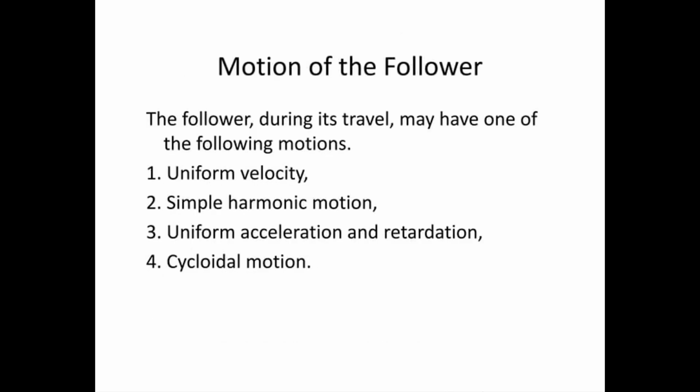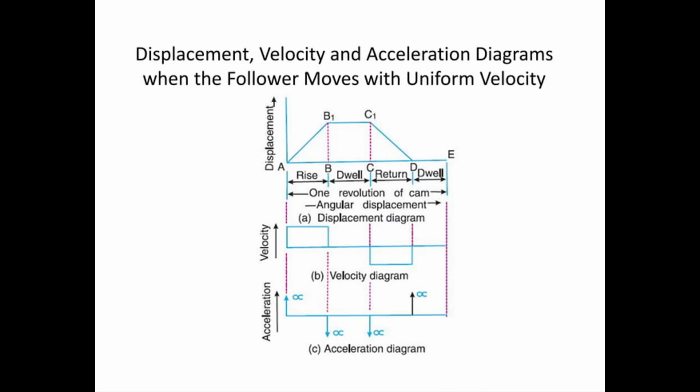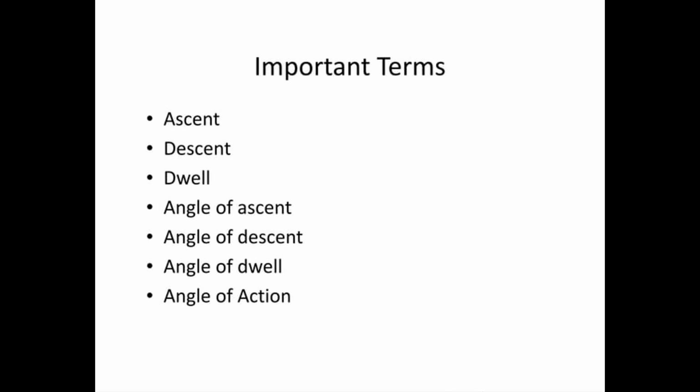The motion of the follower can be uniform or simple harmonic. It can be uniform acceleration and retardation, or cycloidal motion. Okay. It can be ascending. It can be dwelling. It can be whatever it is. Based on your cam, it can be defined to produce any type of motion.